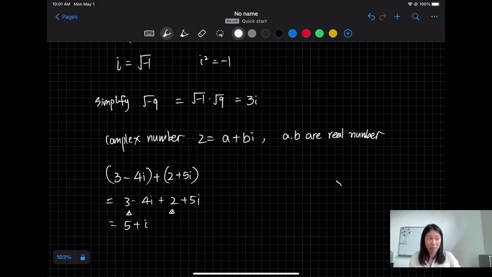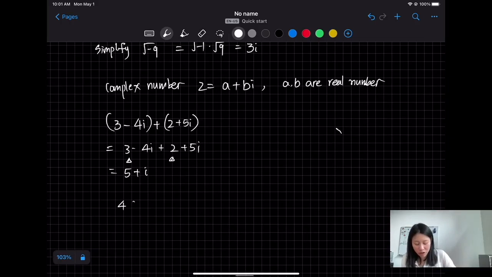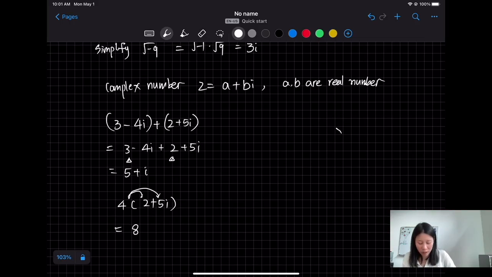Subtraction is the same, but when it comes to multiplication, we follow the rule of distribution. We distribute the 4 inside. I have 8 plus 20i.